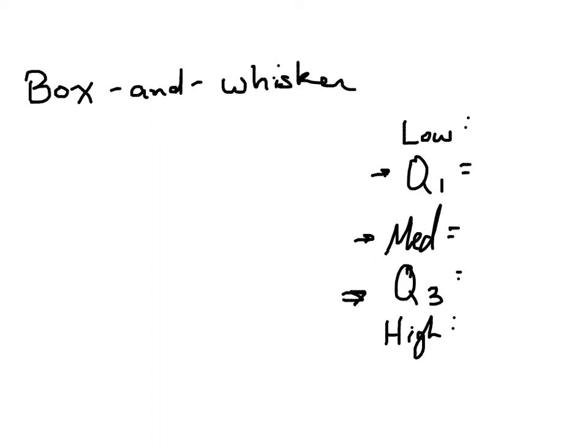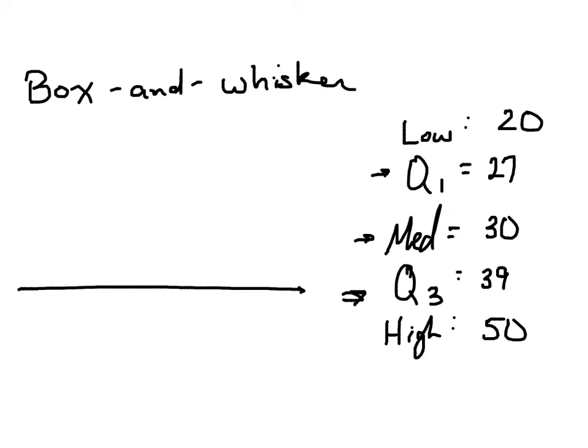So I'm going to make some numbers up. So let's say this is 20 and this is 50, and the median is 30. Let's go 30, and then quartile 1 would be 27, and quartile 3 would be 39. Okay, so something like that. So what I do first is I have this number line like so, and I put 20 here, and then at the top you're going to put the high number. So you're going to have 50 up there.